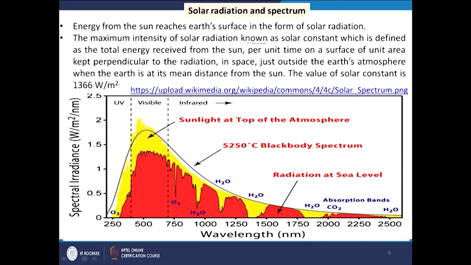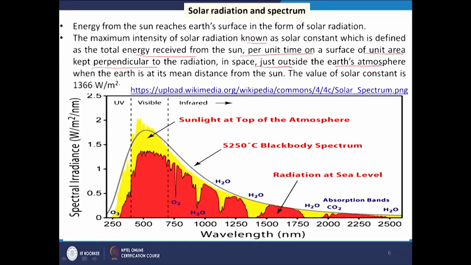On that basis, the solar constant has been defined. The solar constant is the maximum intensity of solar radiation, defined as the total energy received from the sun per unit time on a surface of unit area kept perpendicular to the radiation in space just outside the earth's atmosphere. So, if we place a surface perpendicular to the radiation just outside the earth's atmosphere, how much radiation comes per unit area per unit time is called the solar constant, and this value is 1366 watt per meter square.